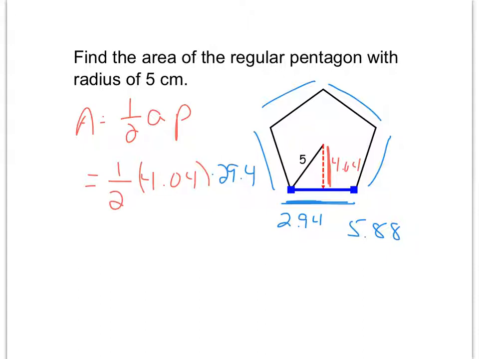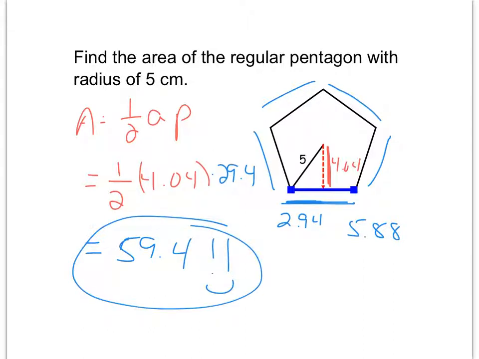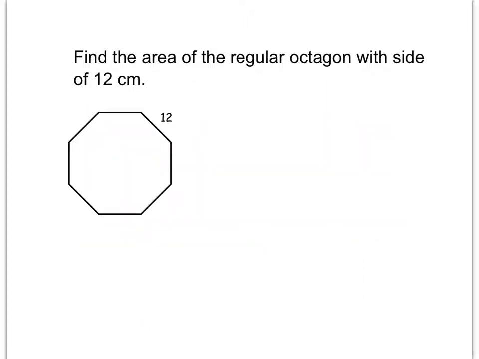So now my area is going to equal 1/2, I'm pulling out my little blue calculator, times 4.04 times 29.4. And I have an area of approximately 50.4. Smiley face. Okay, let's do one more. We'll do this one a little bit quicker here.